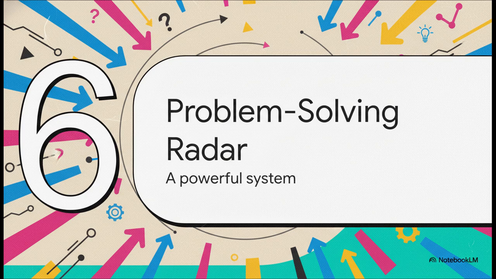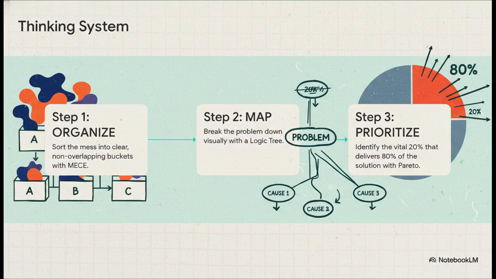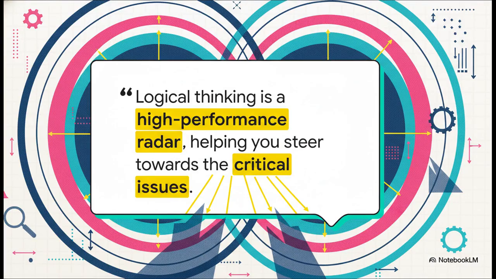All right, let's put it all together. Let's bring these three powerful ideas, MECE, logic trees, and Pareto, into one cohesive system for thinking. A system that you can use on any problem you ever face. And here it is. It's a simple, repeatable, three-step process. Step 1, you organize the chaos using MECE. Step 2, you map the entire problem visually with a logic tree. And Step 3, you prioritize with the Pareto principle, finding that critical 20% on your map that's going to deliver 80% of the solution. So you see, this isn't just a random set of tools, it's a complete system.